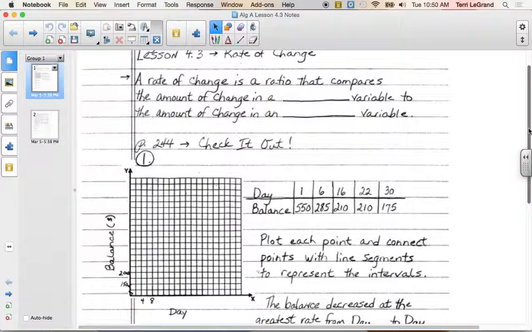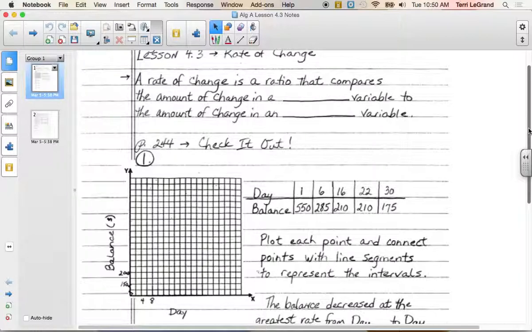With this, what is the vocabulary here? What does rate of change actually mean? A rate of change is a ratio. Well, what's a ratio? We've got to know what that means. What's a ratio? Comparison. One thing compared to another.